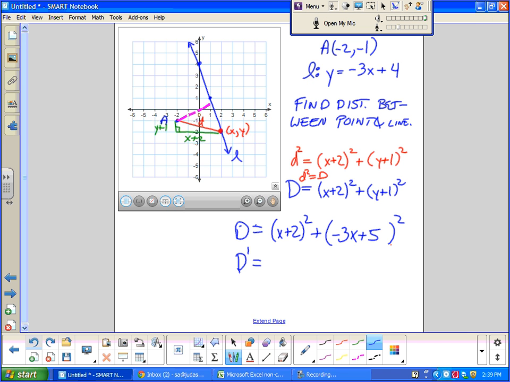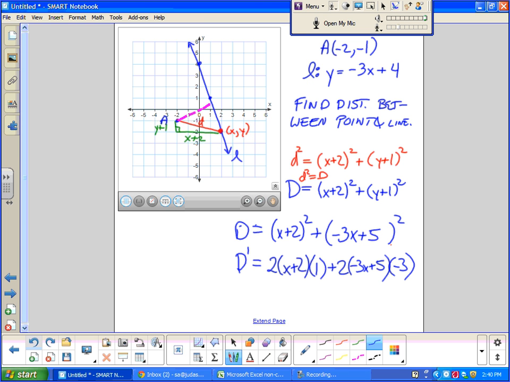The power up here comes down, right? So I get 2 times x plus 2 to the 1 power. The derivative of the inside is just 1 this time. I'll write it so we see it. Plus, again, derivative of the next one, 2 times negative 3x plus 5 times negative 3.